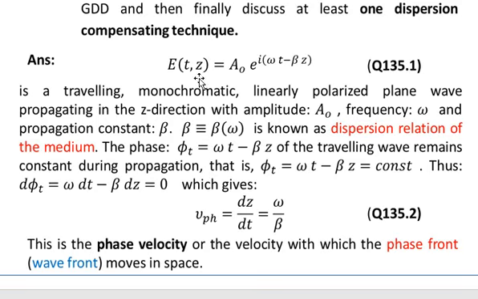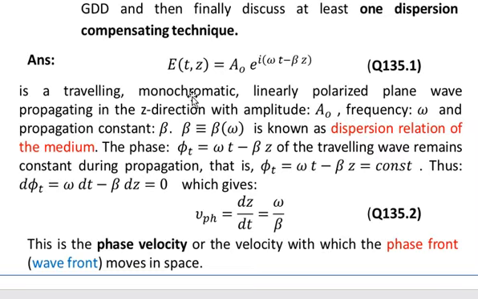So this E as a function of time and coordinate z, equal to A naught e to the power iota times (omega t minus beta z), is a traveling monochromatic linearly polarized plane wave propagating in the z direction with amplitude A naught. You see that it consists of only a single frequency omega, so it is monochromatic. It has an amplitude A naught. I have shown this amplitude in the scalar form, but if you show it in the vectorial form, then of course this is a linearly polarized wave.